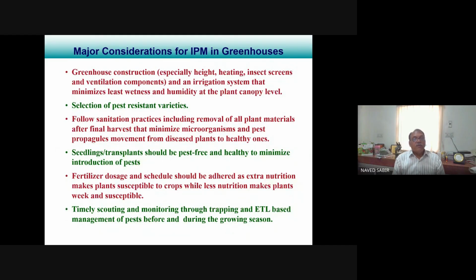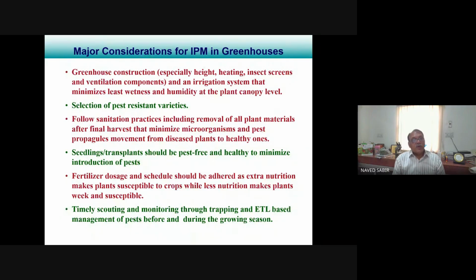So 50 mesh size is better, but there is an aeration problem because the holes of the net are small. It improves the avoidance of the pests, but at the cost of the circulation of the air. So you have to create some air circulation facilities.